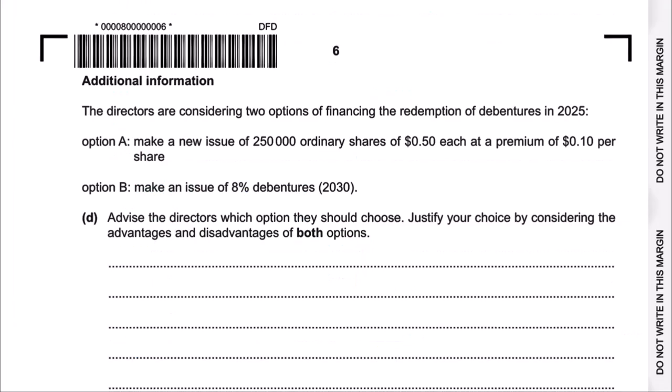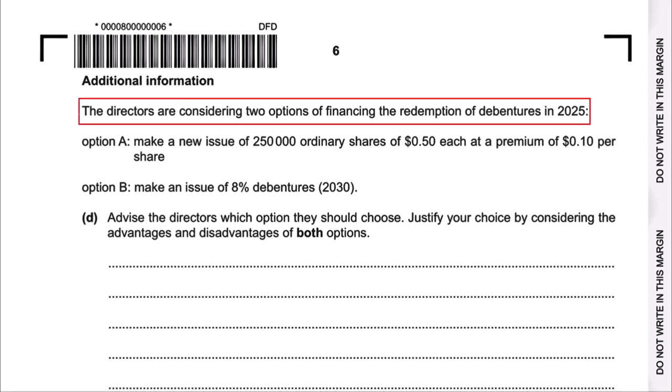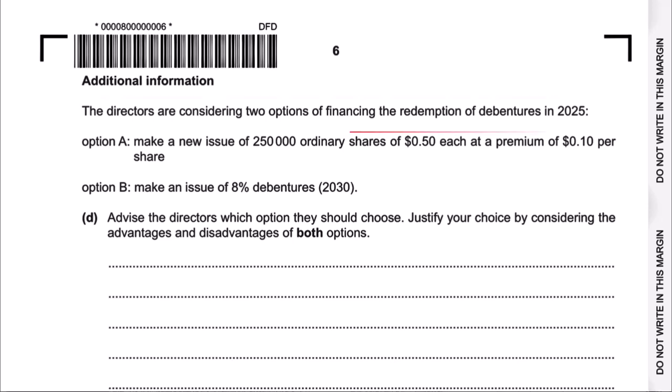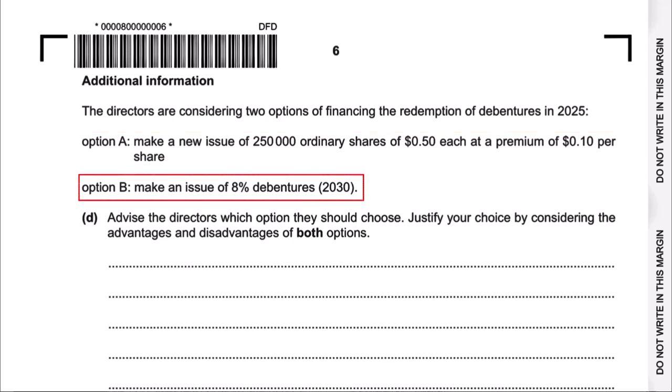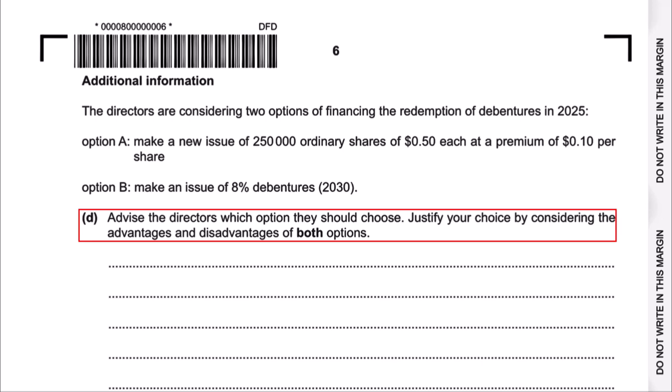Then on the next page, additional information is as follows. The directors are considering two options of financing the redemption of debentures in 2025. Option A, make a new issue of 250,000 ordinary shares of $0.5 each at the premium of $0.1 per share. And option B, make an issue of 8% debentures 2030. Then part D is: advise the directors which option they should choose. Justify your choice by considering the advantages and disadvantages of both options.